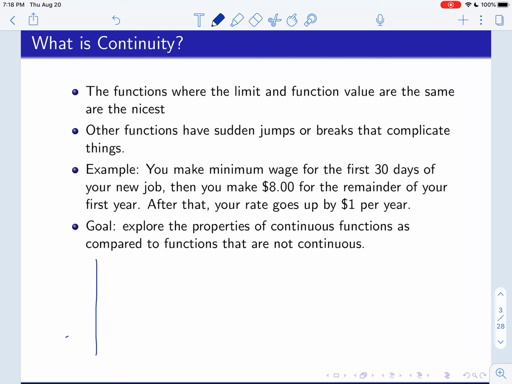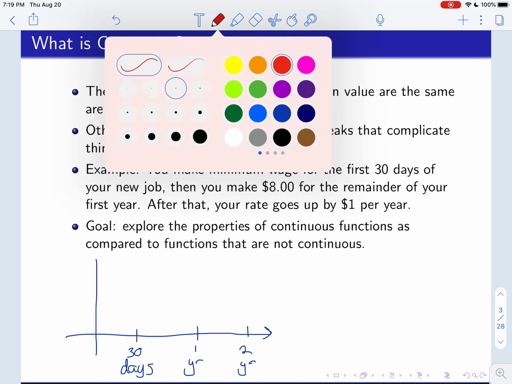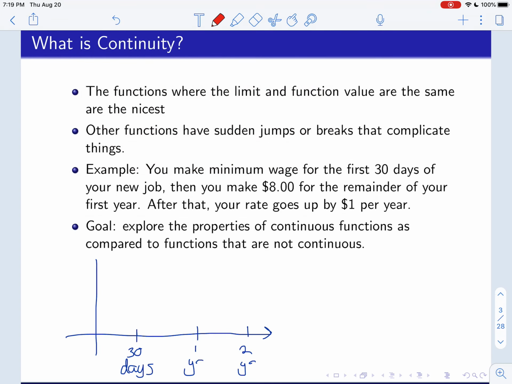So if I was going to draw a graph of this, then one thing happens up to 30 days, and then something else happens up to 1 year. I know my graph is not to scale, but I just want to show you what's going on here. So for the first 30 days, we're making minimum wage.